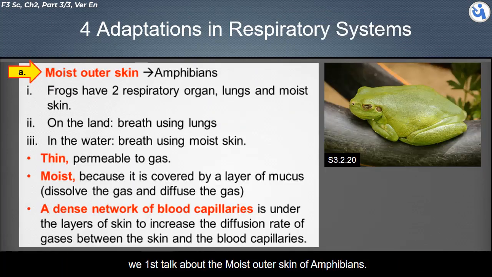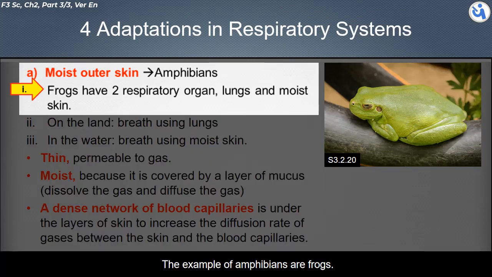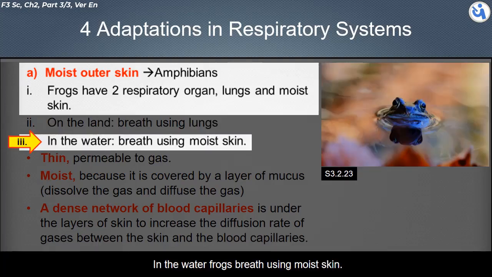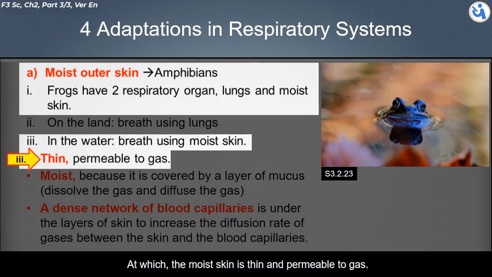We first talk about the moist outer skin of amphibians. The example of amphibians are frogs. Frogs have 2 respiratory organs, lungs, and moist skin. On the land, frogs breathe using lungs. In the water, frogs breathe using moist skin, at which the moist skin is thin and permeable to gas.